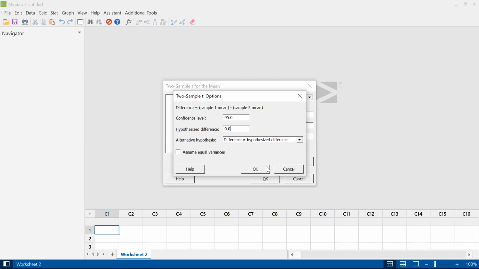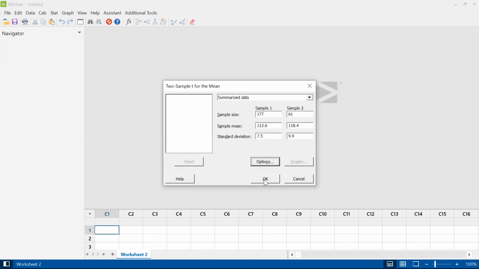But you could check this off, and that would be the pooled thing, where it takes the two groups and combines their standard deviations into one combined standard deviation. And if we had the data, it would find the standard deviation for all the data put together. But I'm not going to check that off. So let's hit OK and run our hypothesis test, see what we get.